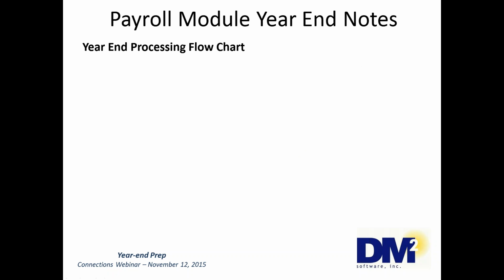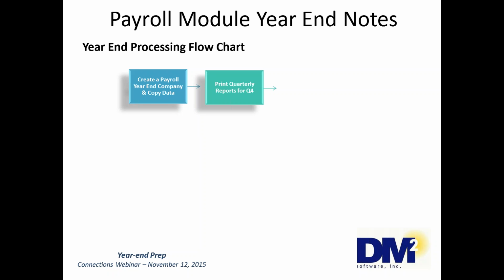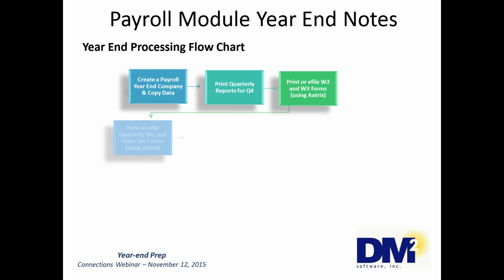The year-end processing flowchart for payroll: you're going to create a payroll year-end company and copy the data. That should be separate from your regular year-end. Print quarterly reports for quarter 4. Print or e-file your W-2s and W-3 forms. You have to use Atrix. Print or e-file your 941 and your state forms, again using Atrix.